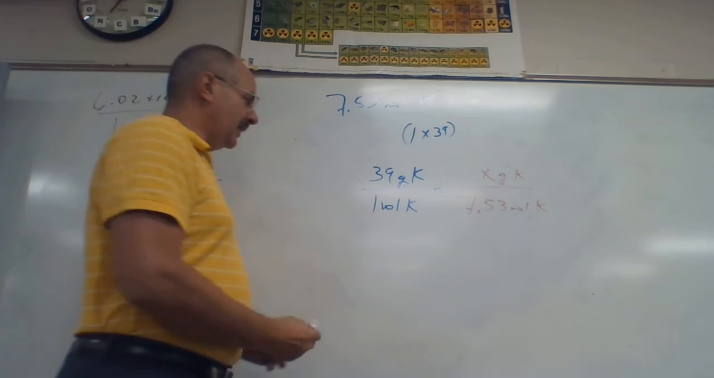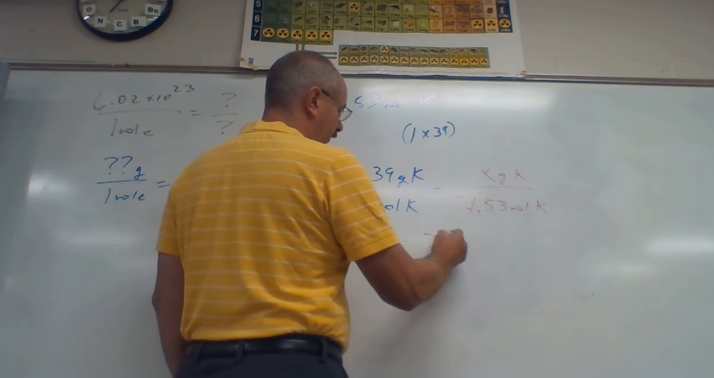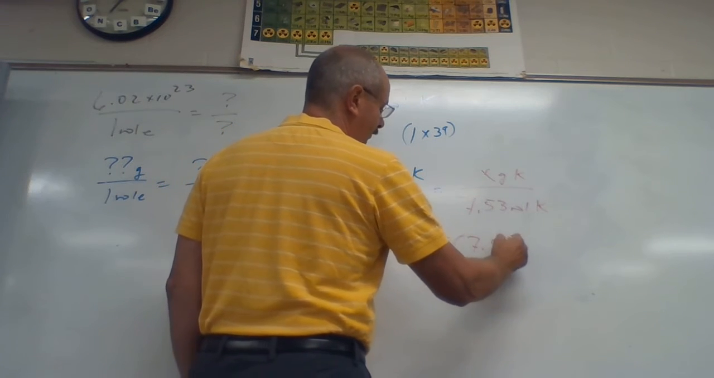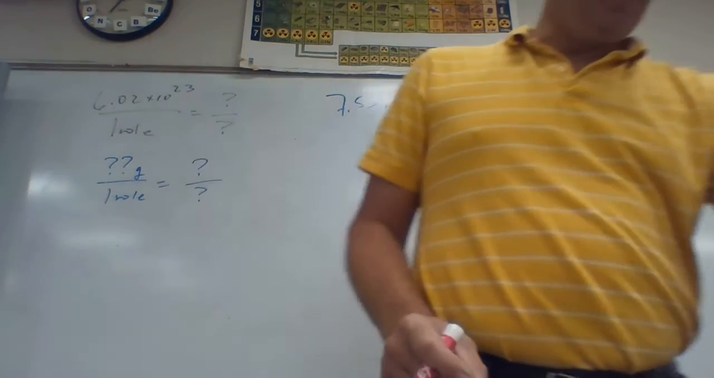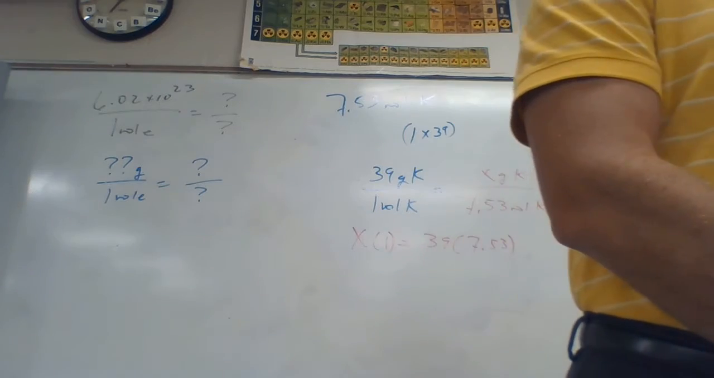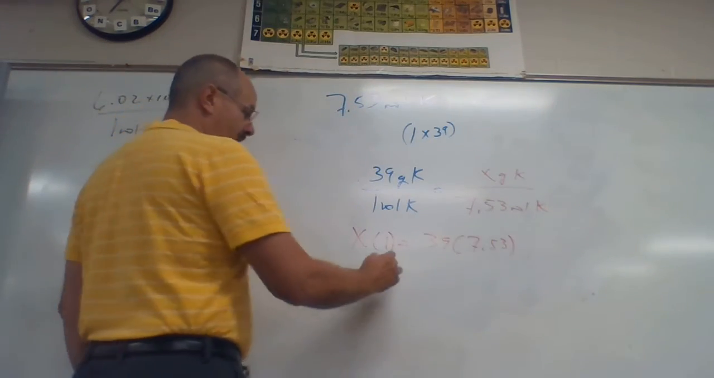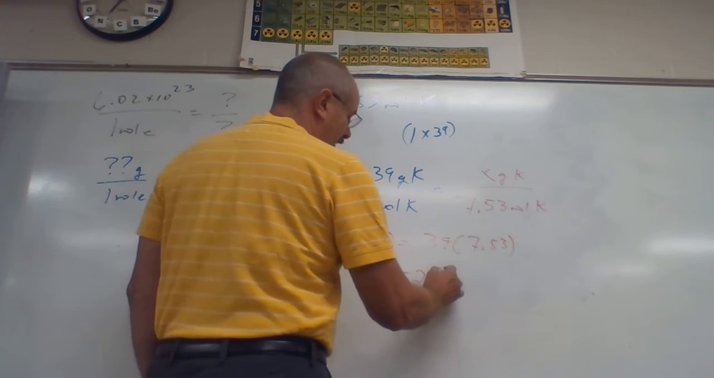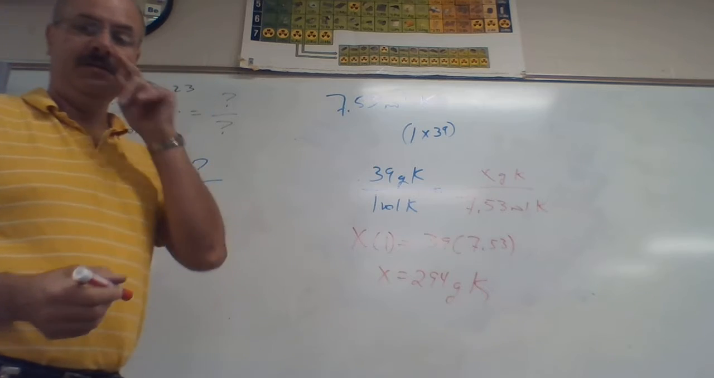So from there, cross multiply. X times 1 equals 39 times 7.53. So type that in, and you should get, let me go over to my answers. I'll multiply that out, you get 294. X equals 294, and that was grams of potassium. So there's the answer for that one.